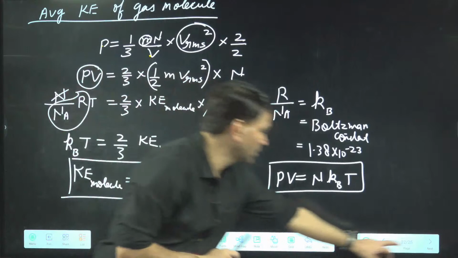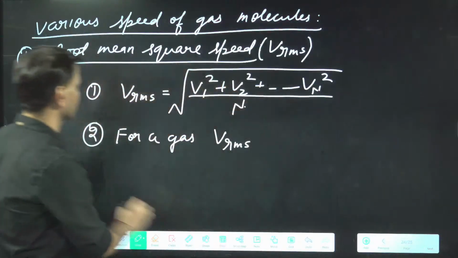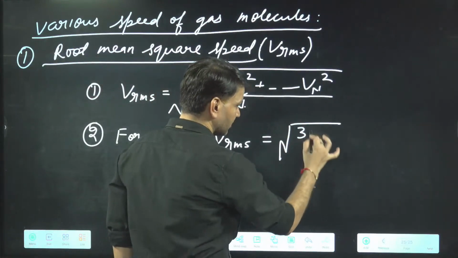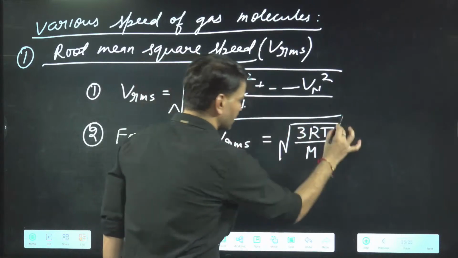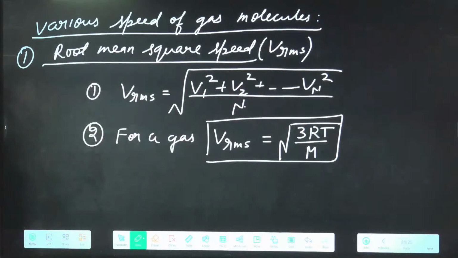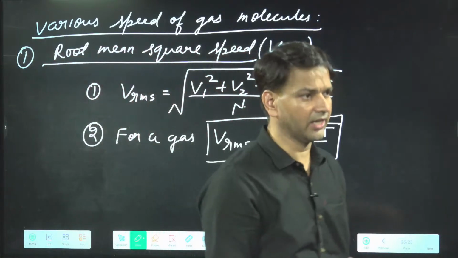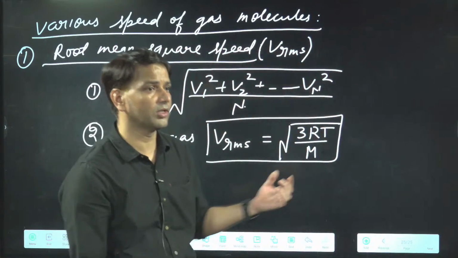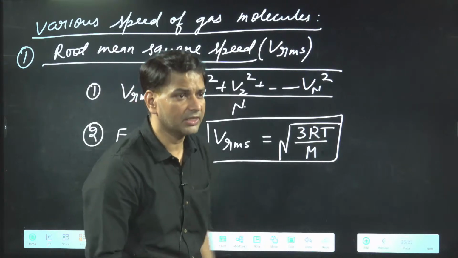So we can say VRMS is equal to under root of 3RT by M. This is one formula of the root mean square velocity. When we know which gas I am taking and what the temperature of the gas is, I can directly say the RMS velocity of the molecule will be under root 3RT by M. What is the capital M here?